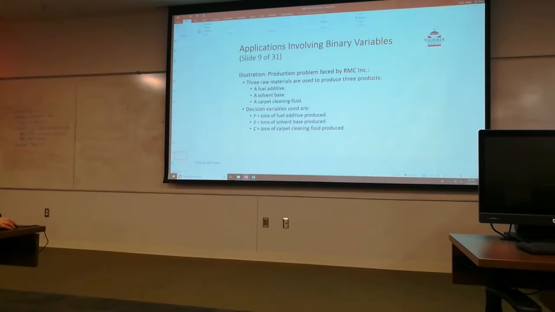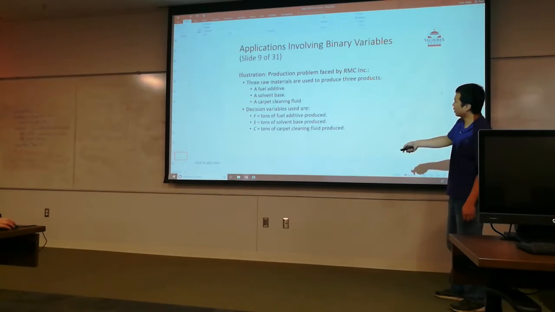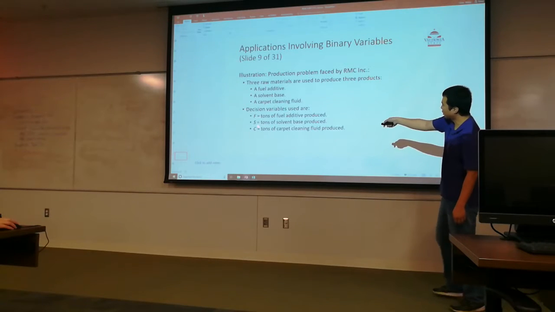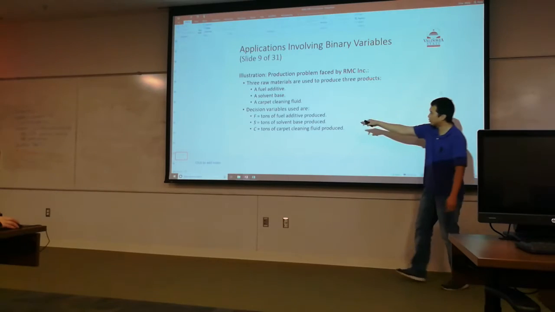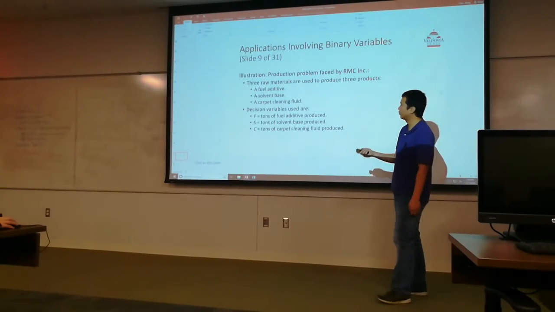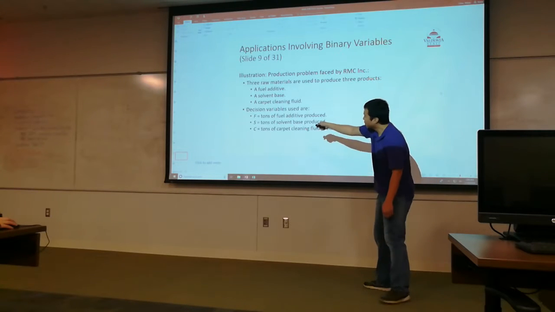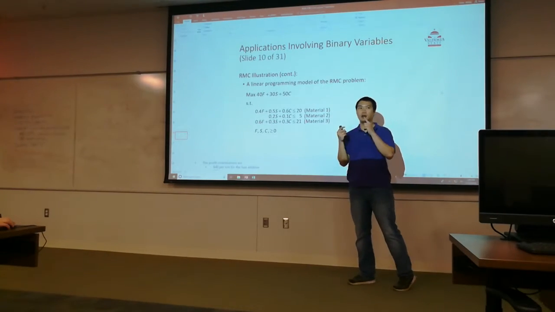So if we go back to the slide, that's what we had in the Excel. So three products, and those are some of the decisions that we have to make: tons of fuel additive to be produced, and so on and so forth, F, S, and C. So those are the decision variables we have. We want to optimize those decision variables so that we can maximize our profits.